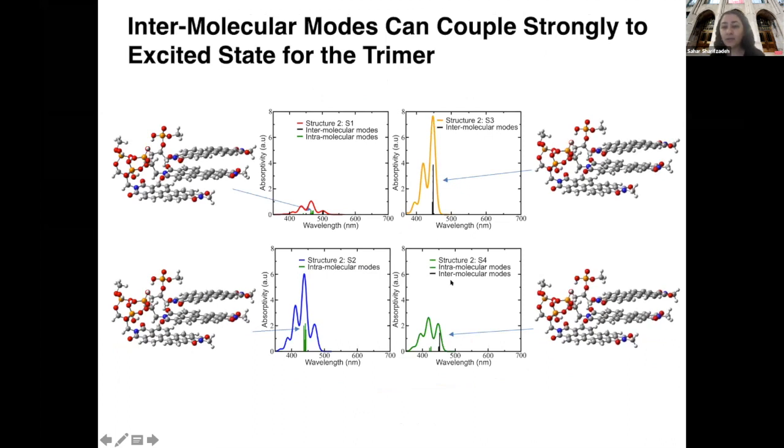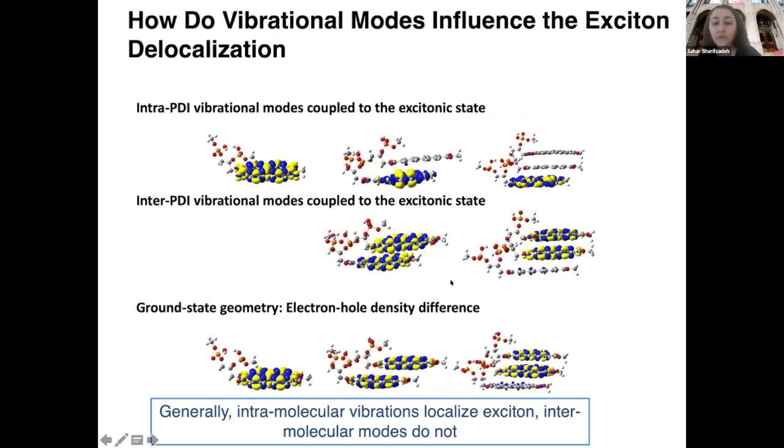And so what does that mean for our excitonic properties? Well, to get a general understanding of that, we looked at the electron-hole density difference as a measure of exciton delocalization. So at the bottom here, this is for the atoms frozen in at the ground state equilibrium geometry.